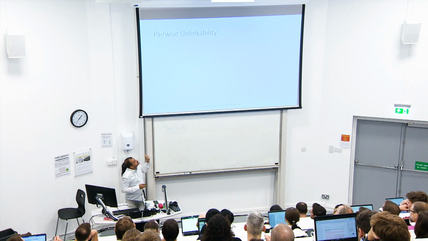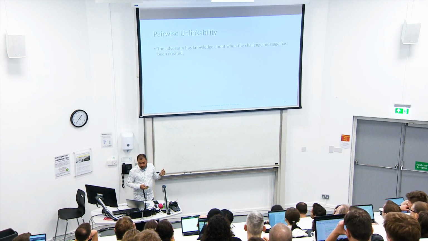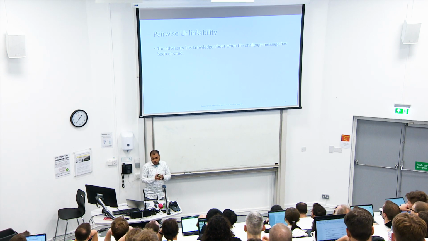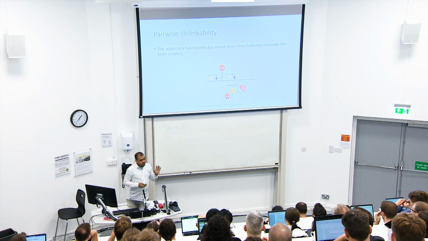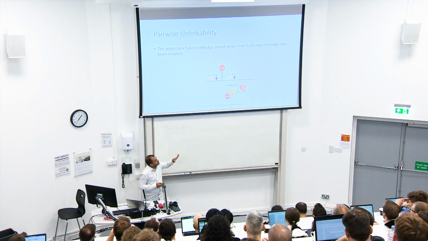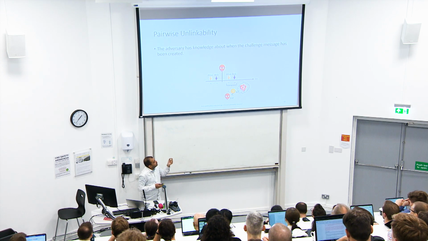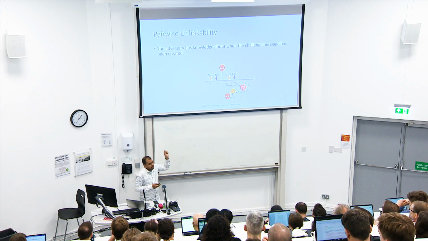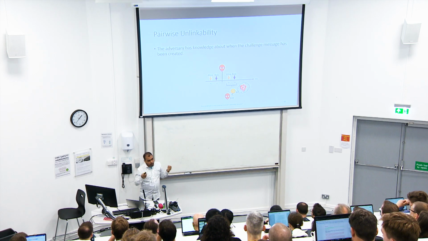And for the first definition that we consider, we call it pairwise unlinkability. This is similar to sender anonymity, but there are subtleties. For example, we assume that the adversary has background knowledge about when the challenge message has been created. So in this example, Alice and Bob are sending messages, and then the adversary says, this is when the challenge message has been generated. And that means if one of Alice and Bob has to send a message, the immediate next message from Alice or Bob would be the challenge message. And then they can possibly use the FIFO attack.